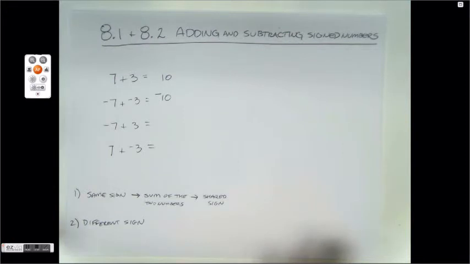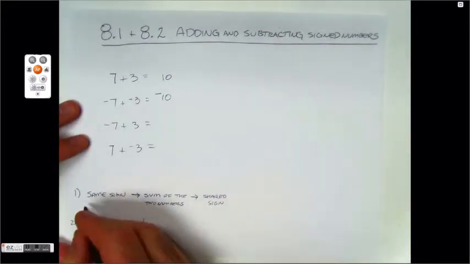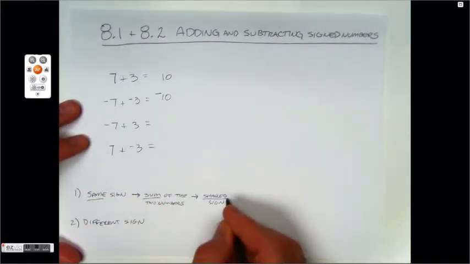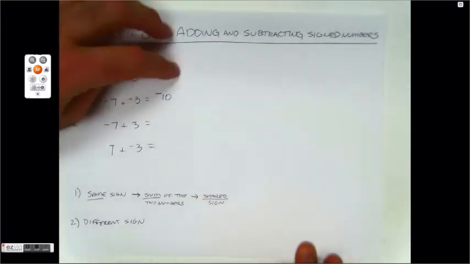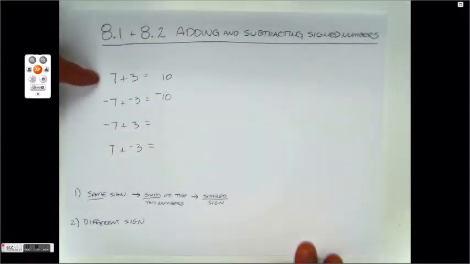So I want you to think in terms of S's. This will probably help you out. Same, sum, shared. That's what I want you to do when they have the same sign. Take the sum of the two numbers, get 10, and keep the shared sign. In this case positive, in this case negative.